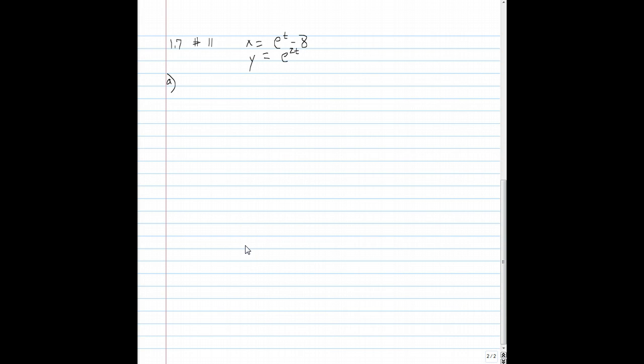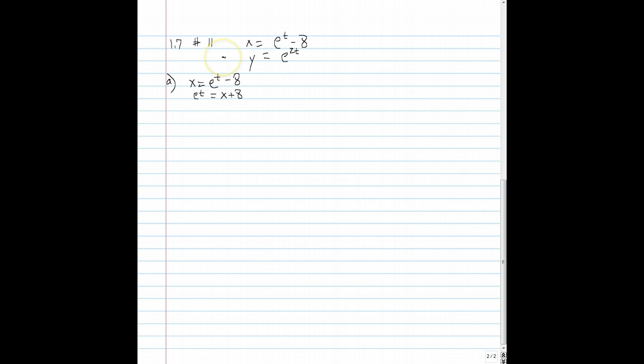Part A says we want to eliminate the parameter to find the Cartesian equation for the curve. So we can solve for e to the t in this first equation. So x equals e to the t minus 8. So if we add 8 to both sides, we get that e to the t equals x plus 8.